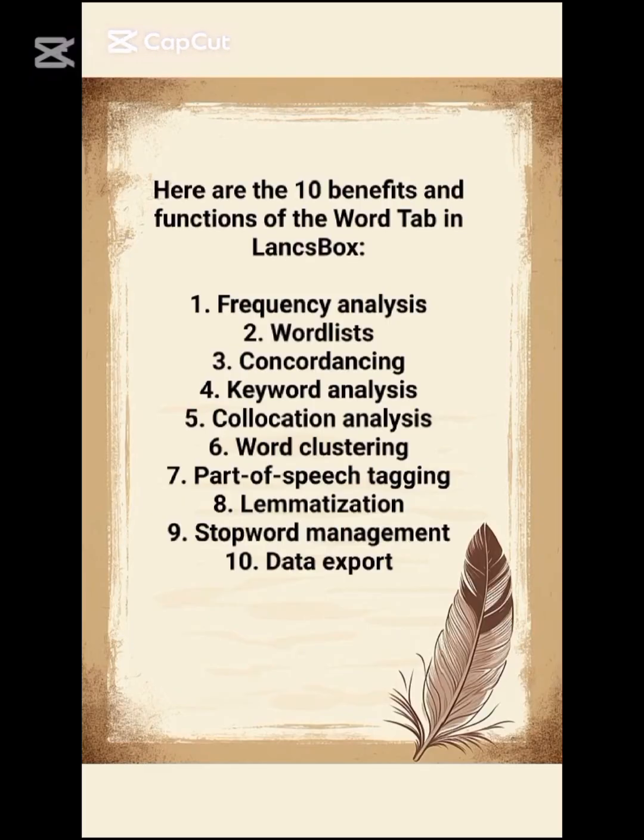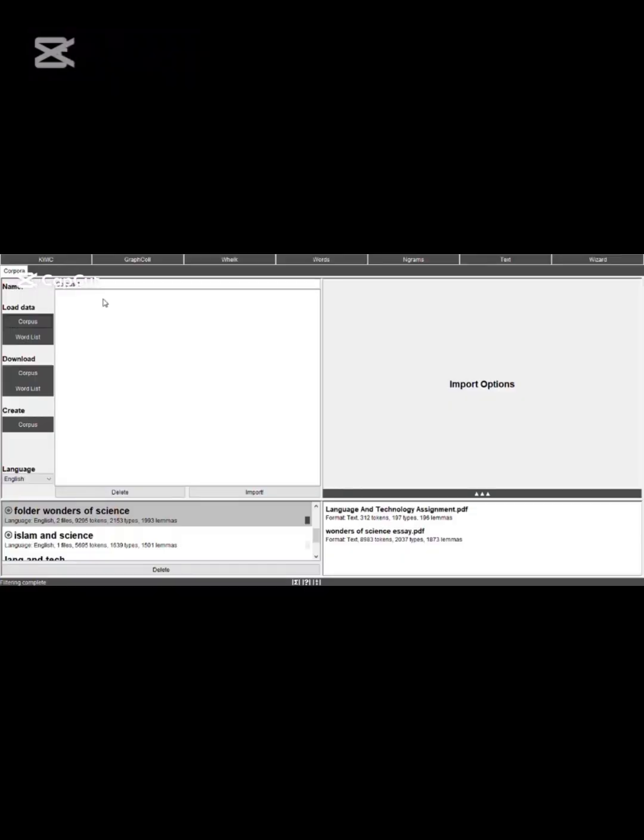Here are the 10 benefits and functions of the Words tab in LancsBox: 1. Frequency analysis. 2. Word lists. 3. Concordancing. 4. Keyword analysis. 5. Collocation. 6. Word clustering. 7. Part of speech tagging. 8. Lemmatization. 9. Stop word management. 10. Data export. Upon launching LancsBox, you'll see various tabs for different functions.